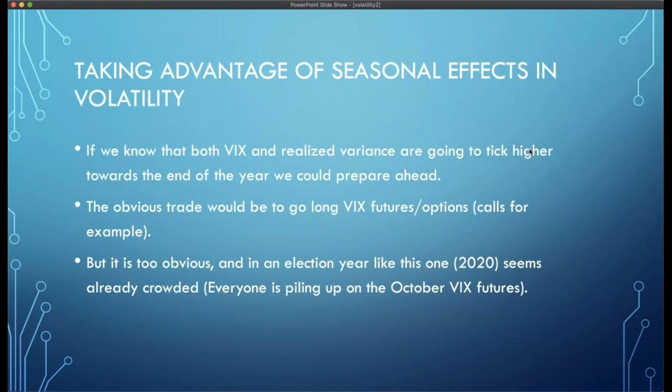Okay, so how can we take advantage of the seasonal effects in volatility? Well, we know that VIX and realized variance are going to tick higher towards October. So it would make sense that the obvious trade is to go long VIX futures. That's the obvious trade. Come on, it's a no-brainer. Let's go out and buy tons of VIX futures or buy call options on VIX. And I will say, yes, that would be the obvious trade, but it's too obvious.